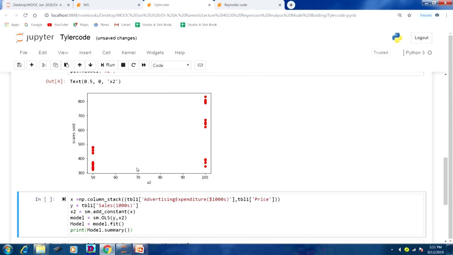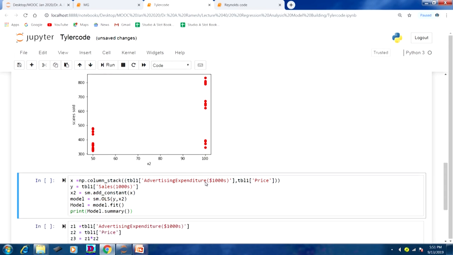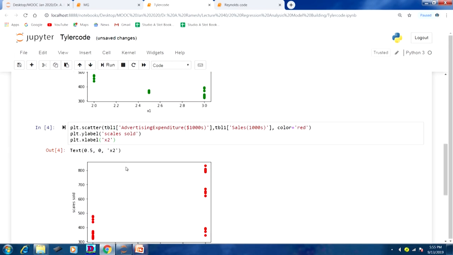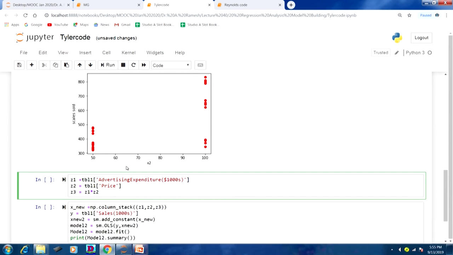Look at this, this is the other independent variable, that is advertising expenditure. This also shows that whenever the advertising expenditure is increasing, the cars sold are increasing, but not linearly, because there seems to be some other variable which is affecting the advertising expenditure. That variable is nothing but the price. From scatter plot number 1 and plot number 2, we realize that there is an interaction effect.